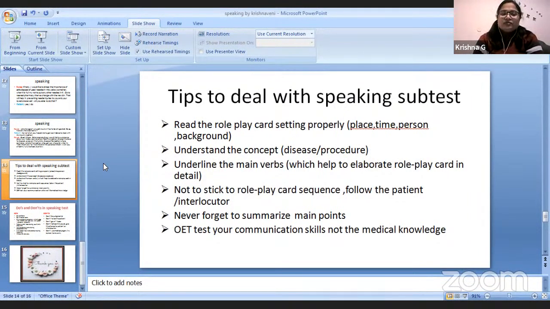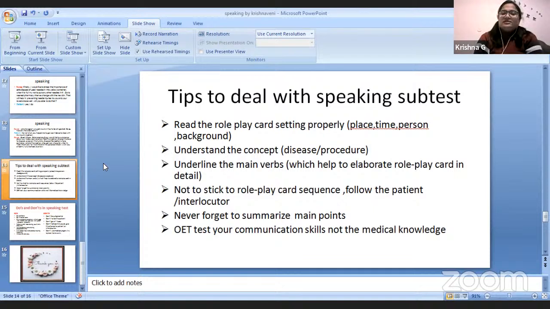One more thing, don't worry about explaining the things. They are only assessing your communication and your English, not the medical side. For example, if they have given a condition you never heard about, don't worry. They are not assessing your medical knowledge. If you make some mistake in giving information, that's okay. But communication-wise, you must be thorough.